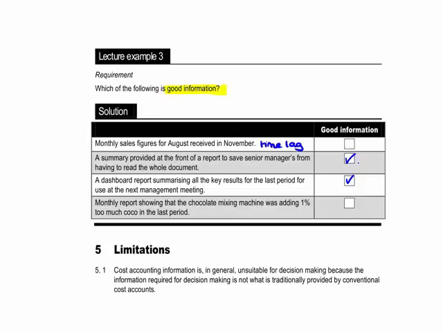A monthly report showing that the chocolate mixing machine was adding 1% too much cocoa in the last period. Well, that might be useful, however, it's not a vast amount of additional cocoa, and so it's unlikely to be particularly useful information.